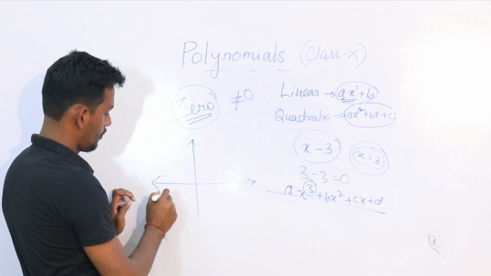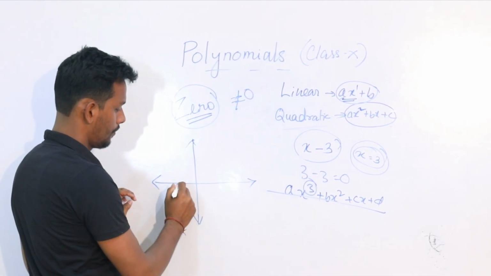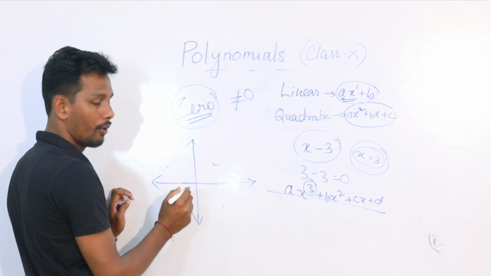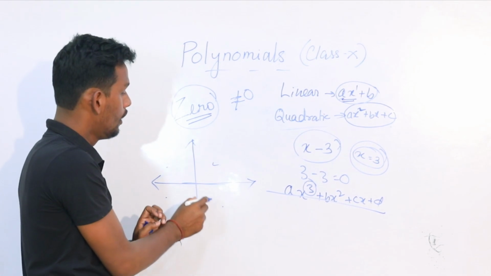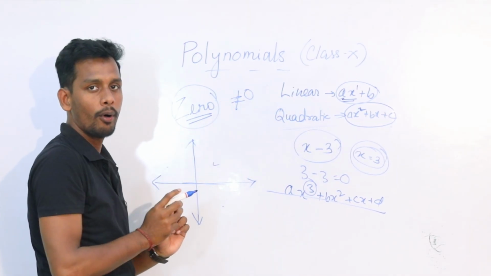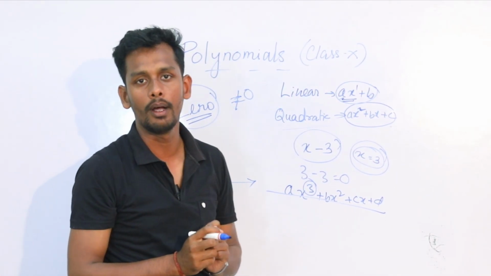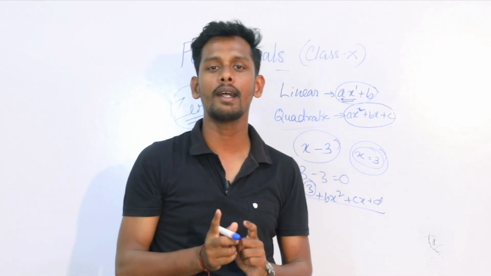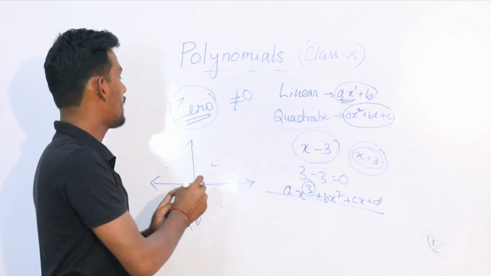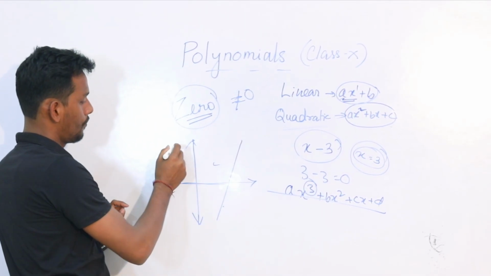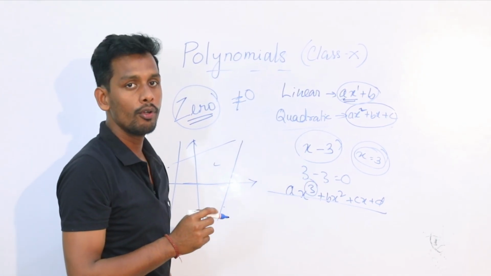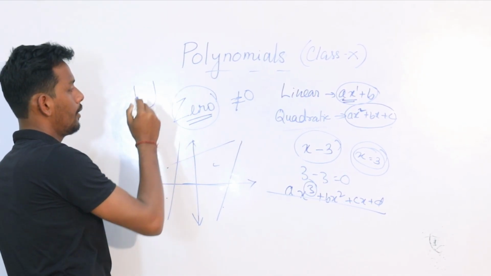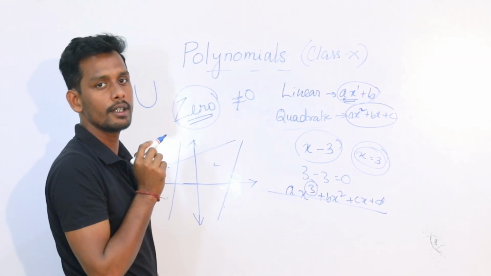This is a quadrant: 1, 2, 3, 4. So we represent this as a graph. Clear? So the graph, as we draw the equation, in case of linear polynomial the graph will be a straight line like this. Then the quadratic polynomial graph has a different shape. We already discussed that in the last class.